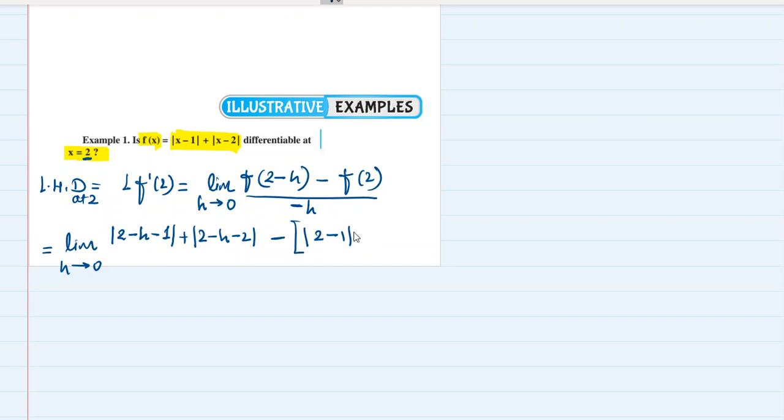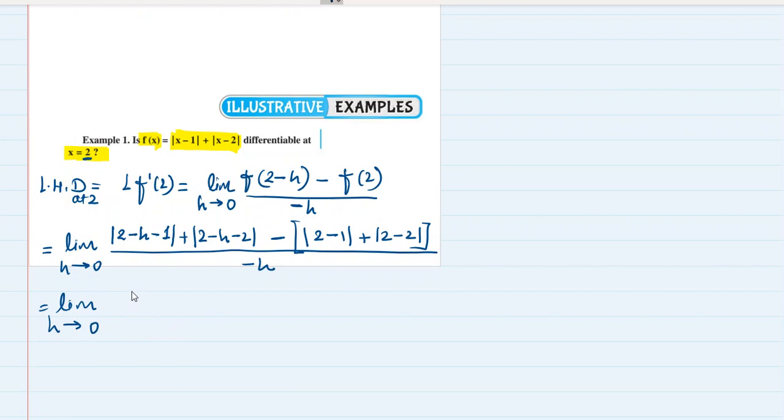Okay, let's put a bracket here. Mod of 2 minus 1 plus mod of 2 minus 2, bracket close. This is the whole thing in the numerator, and in the denominator we'll have minus h. We'll not substitute anything in the denominator. We'll first simplify this and see what the function becomes, and then use the formula. We know that h tends to 0, so it will be easy to figure out what is happening with the function.